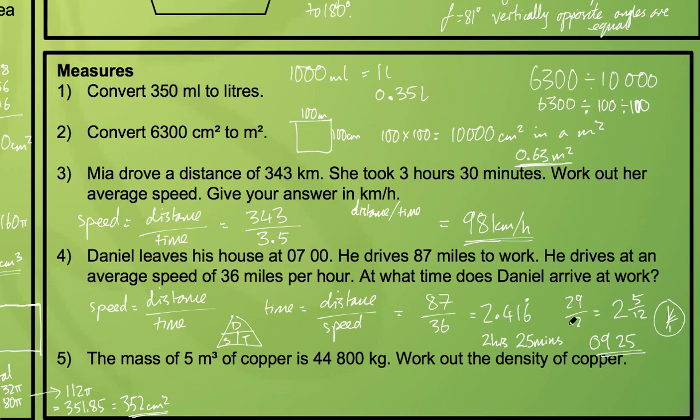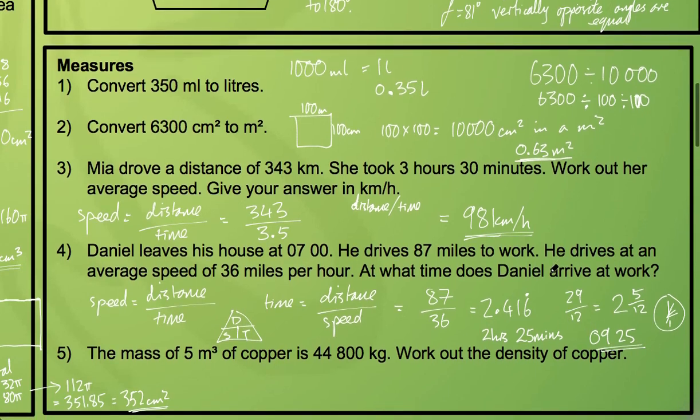Quite complicated, that one. Finally, the mass of 5 meters cubed of copper is 44,800 kilograms. Work out the density of copper. Now, density is mass per volume, mass divided by volume. Again, need to memorize that formula. Density is mass divided by volume.